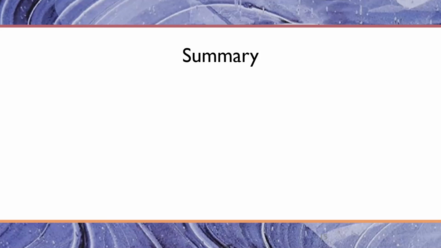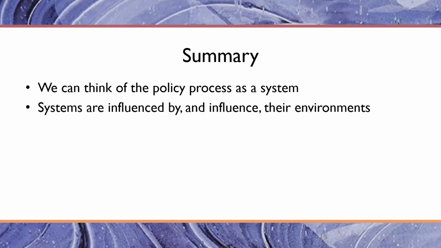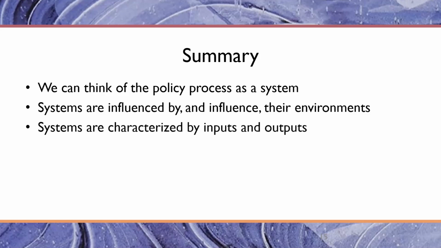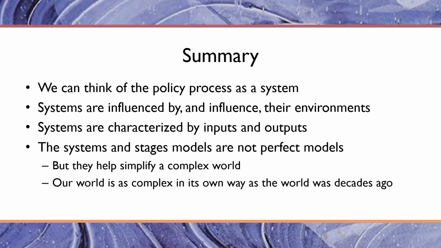So to summarize, we can think of the policy process as a system, and systems are influenced by and influence their environments. Systems are characterized by inputs and outputs. The systems and stages models we use of the policy process are not perfect models, but they help to simplify a complex world. And our world is as complex today in its own way as the world has always been complex. Complexity has always been a feature of the United States. It's a big, wealthy, major industrial power.